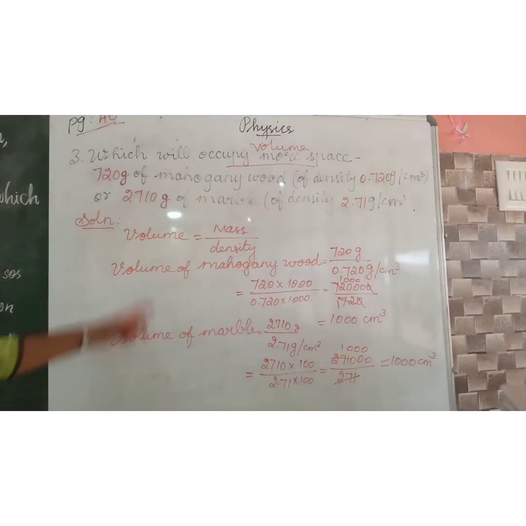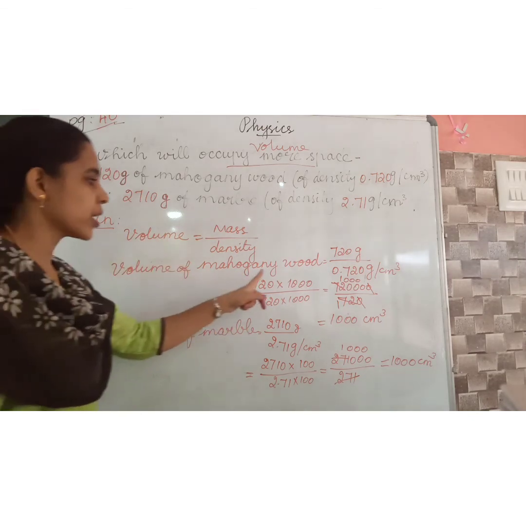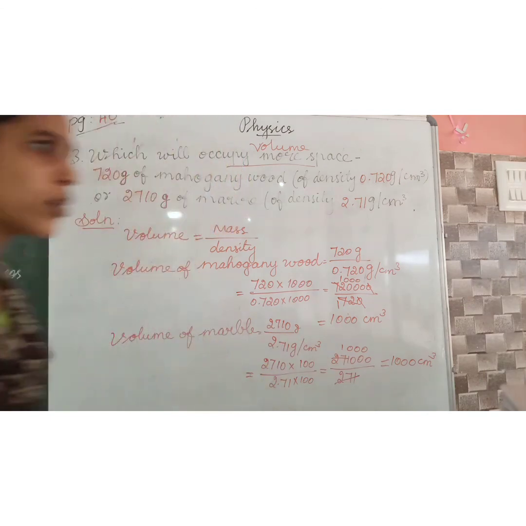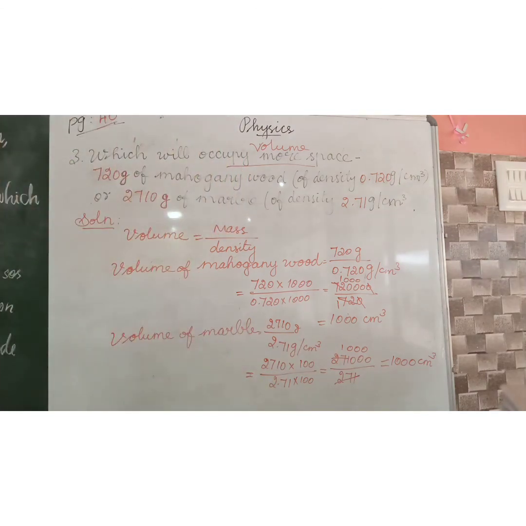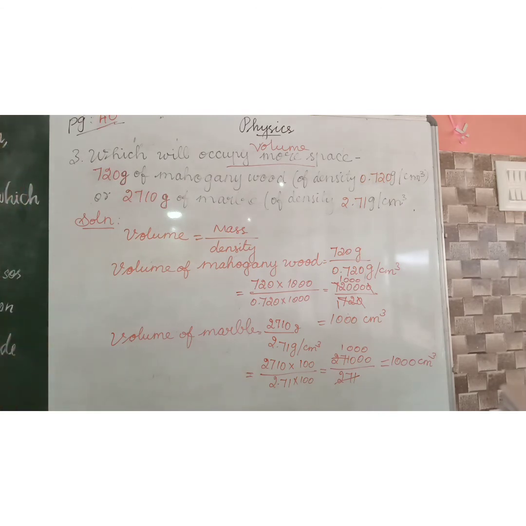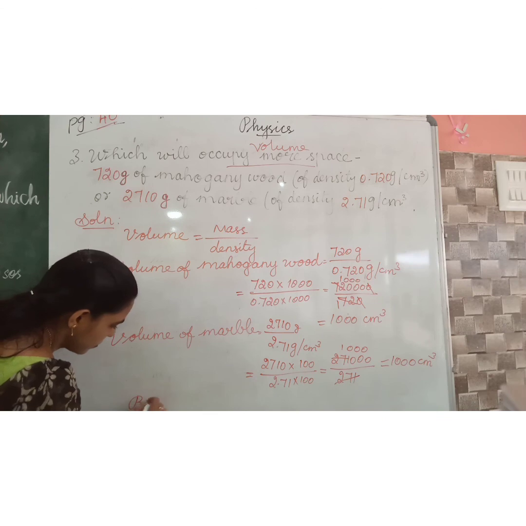So, we have the same volume for mahogany wood and marble: 1000 centimeter cube. So, what is the answer here? Both occupy the same space. The volume is the same, so both occupy the same space.